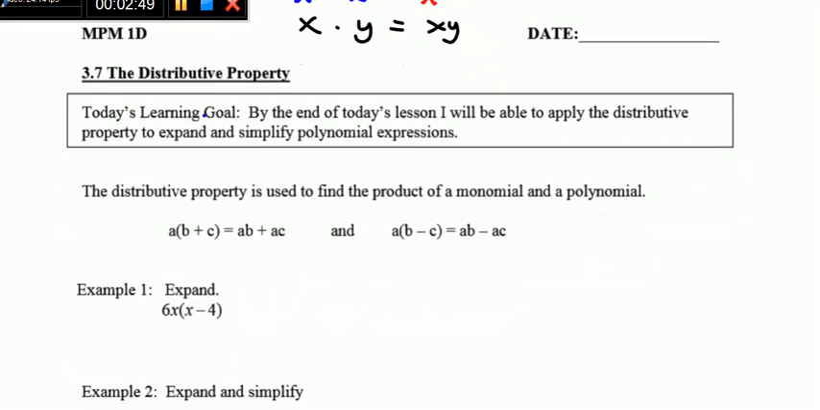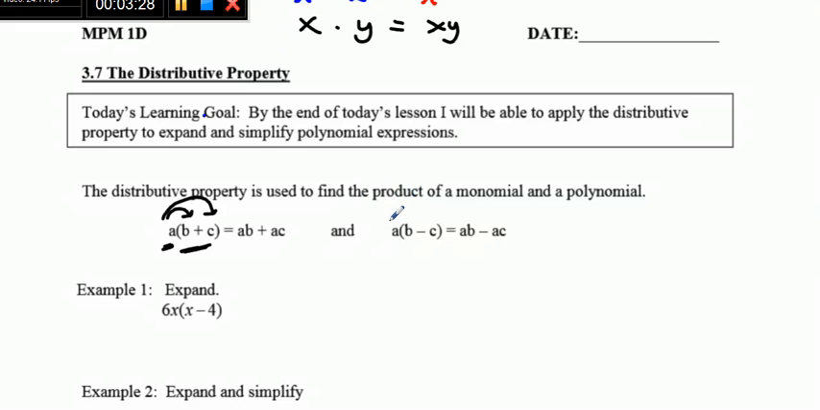Because what happens in the distributive law is that we do add and we multiply. And so the rules have to be clear in your mind. Okay, so the distributive property is used to find the product of a monomial and a polynomial. Well, there's a monomial. This is A. That's just a monomial. And this polynomial is specifically a binomial. So the rule says you take the monomial and you multiply it by what's inside the brackets. So A times B is AB, smoothie. A times C is AC.